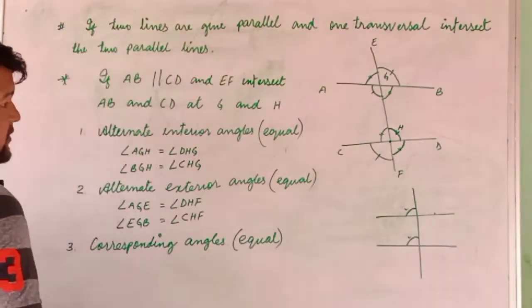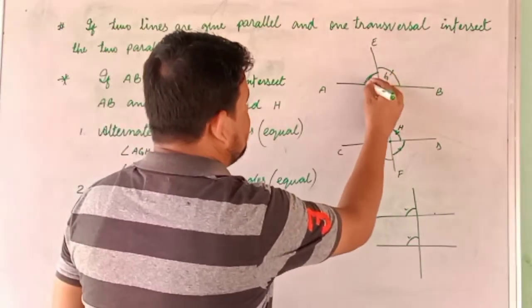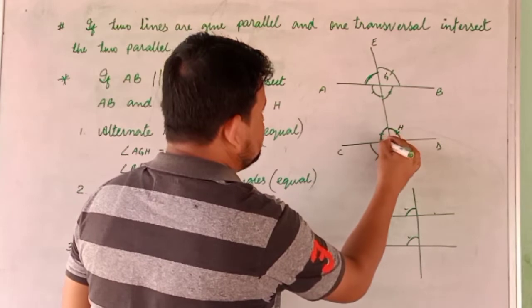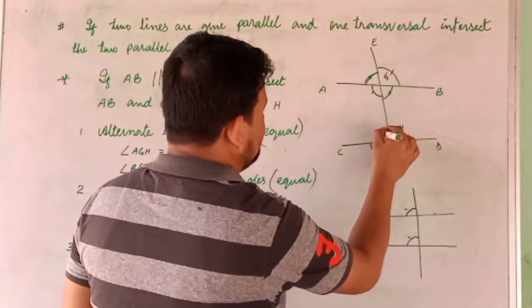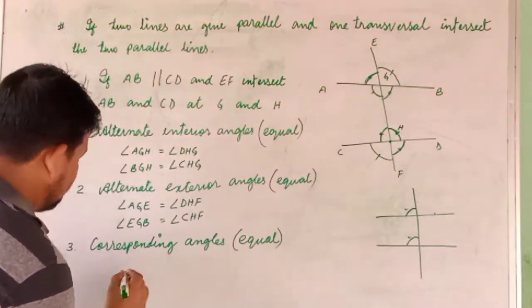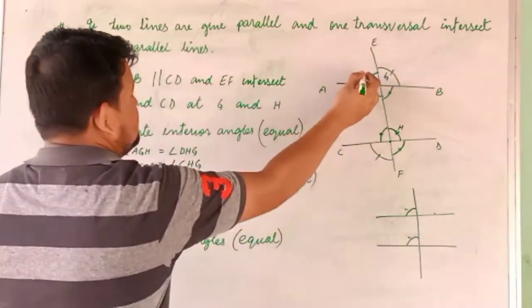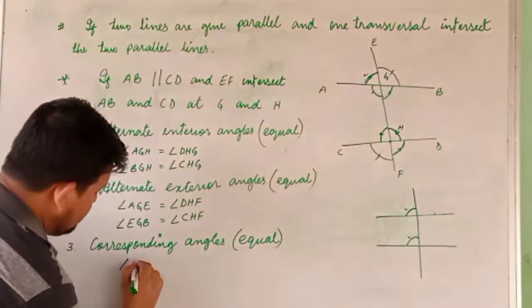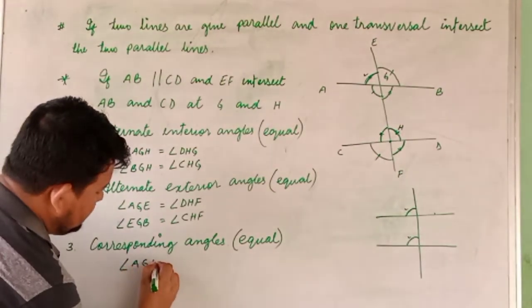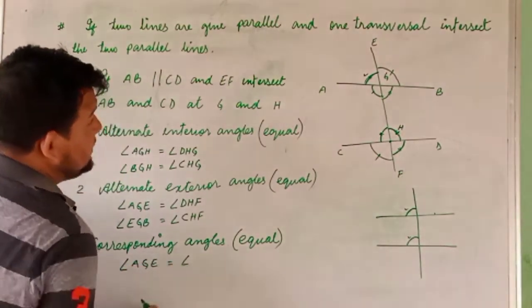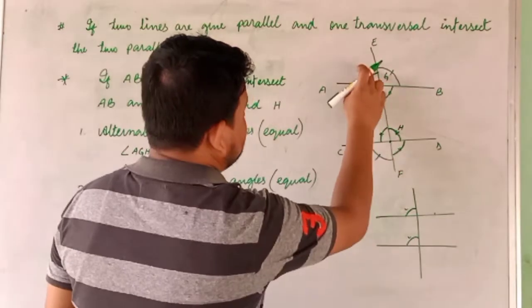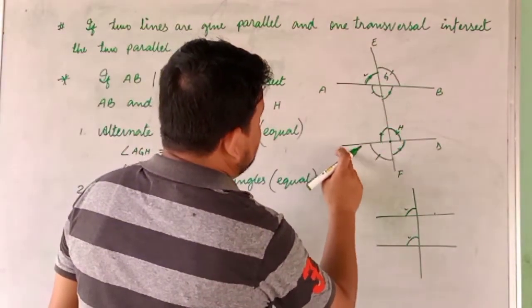So let us write it down. Then here, how many can we say? This angle is equal to this angle, because these two angles are corresponding angles also. So what can we write here? Angle AGE, this angle, alright, angle AGE is equal to this angle, so this angle and this angle. So what we can say?